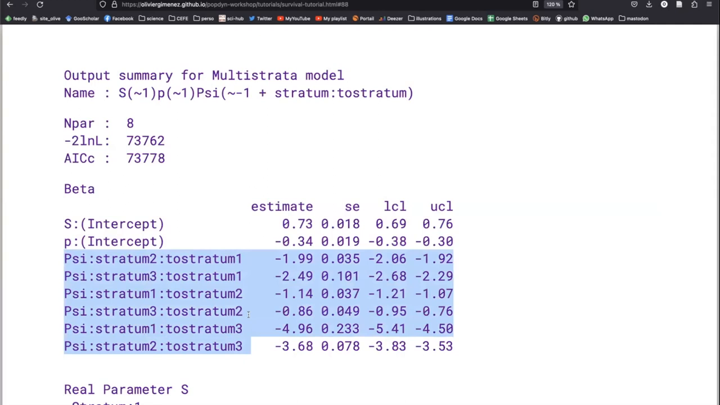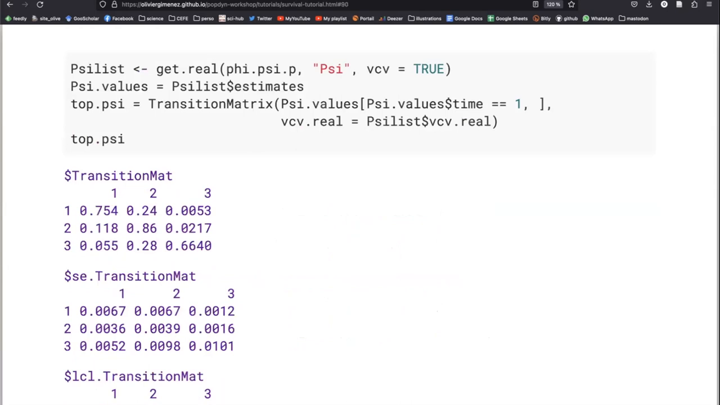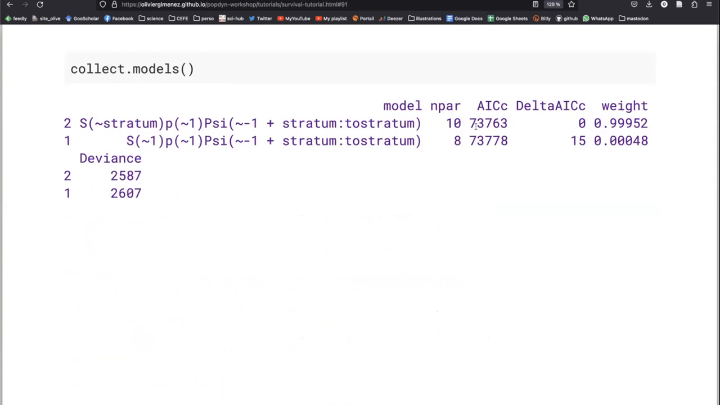And it's eight parameters. Then you can compare the AIC of the two models using the collect.models function. Again, you can get the transition probabilities and so on. You see that the model with a site effect on survival is doing much better than the model with no site effect on survival, in the sense that the AIC value is much lower. It's a difference of 15 units between the two models. So there seems to be a site effect on survival.